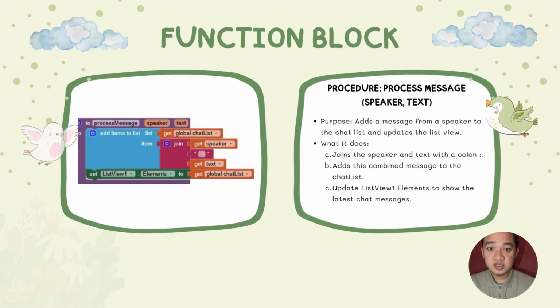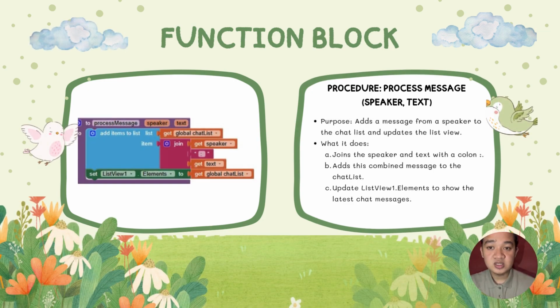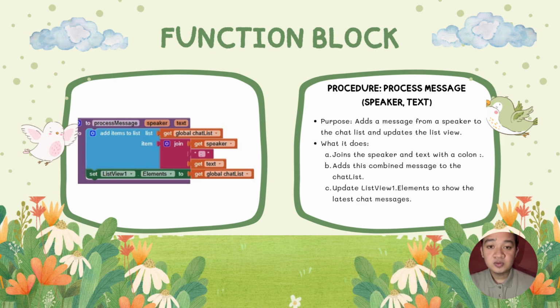So for the next blocks, we have procedure blocks, which is process message. The purpose of these blocks is to add a message from a speaker to the chat list and update the list view. So what it does, first, is join the speaker and text with a colon. Next is add this combined message to the chat list. And the last one is update list view one elements to show the latest chat message.